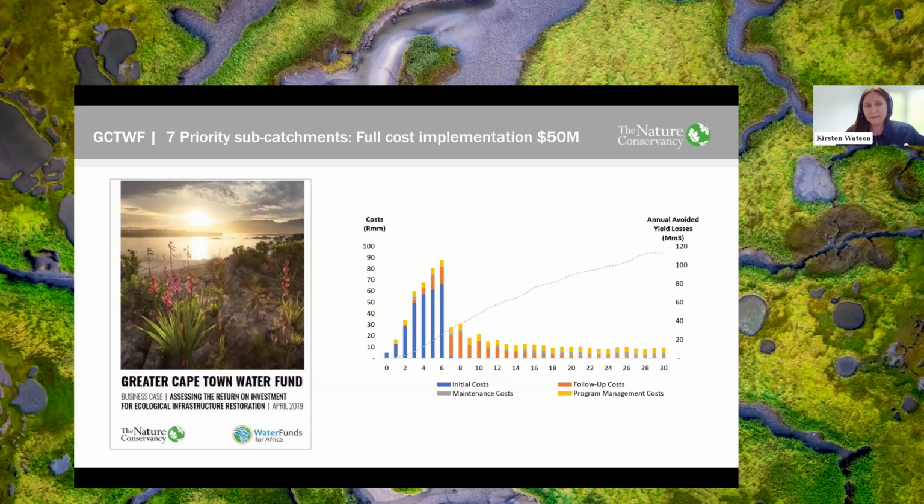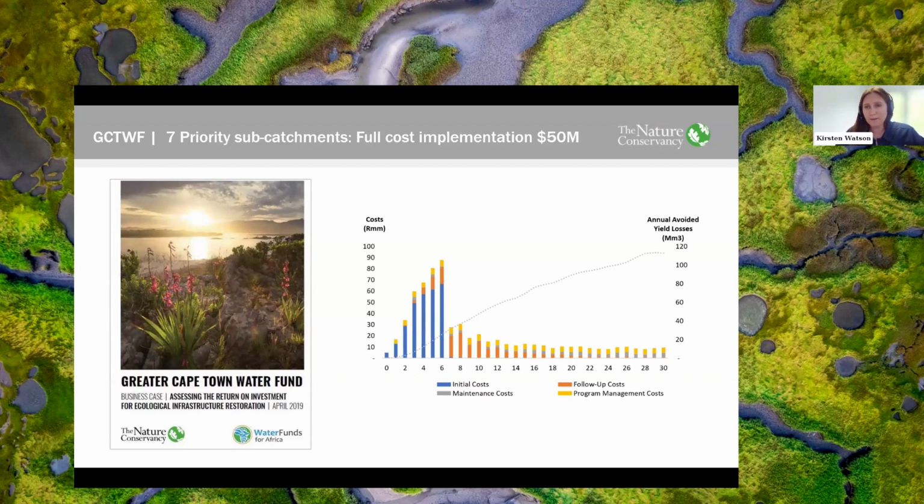To try and unpack this further, the Greater Cape Town Water Fund was established and a business case was developed. This business case was critical to prioritize where investments need to be in a coordinated manner and to gain the necessary financing over a 30-year period to try and resolve the problem.